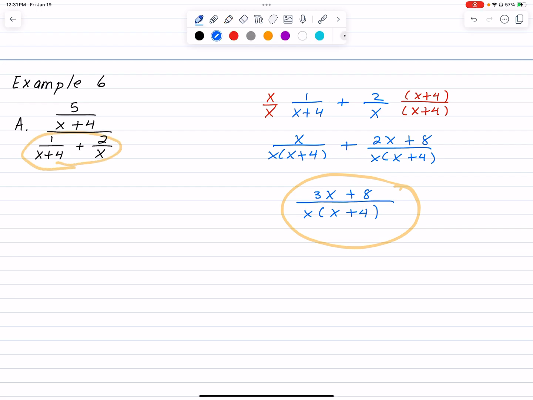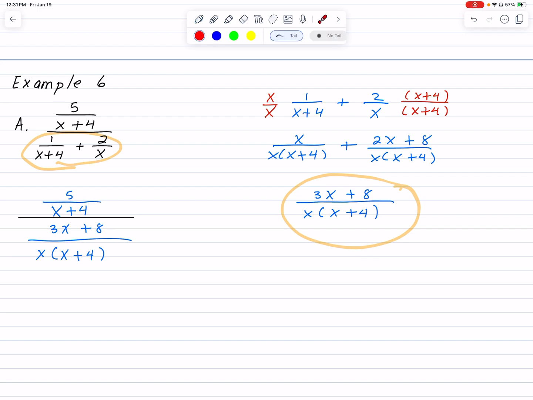So in other words, I'm going to rewrite this, but I'm replacing the denominator with 3x plus 8 over x times x plus 4. Now you might look at that and say, well, that didn't make things much easier, but it actually did.